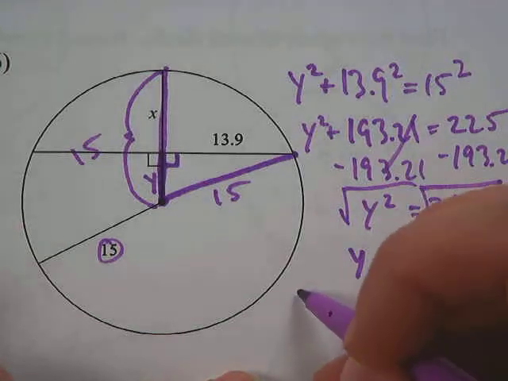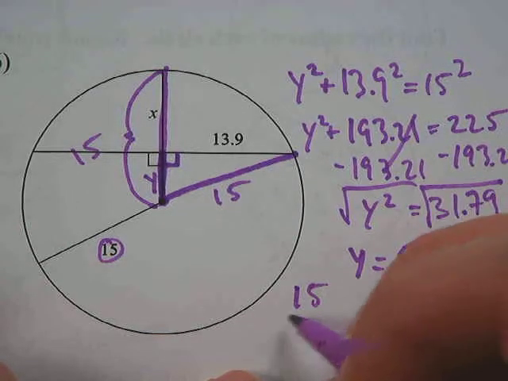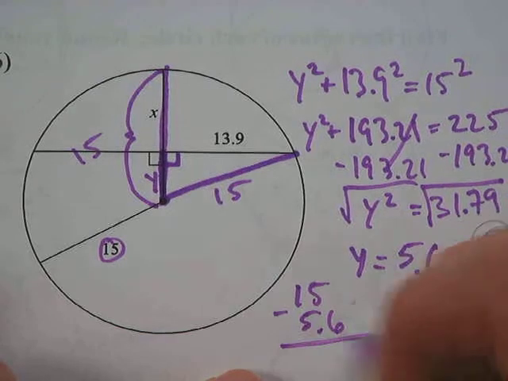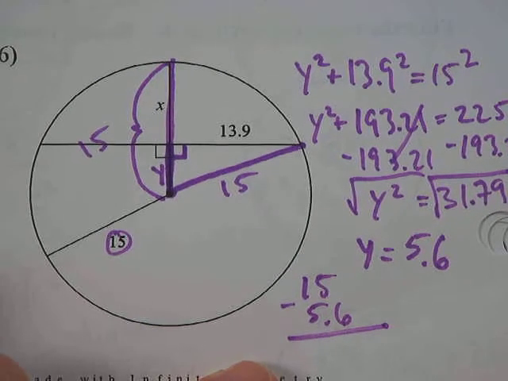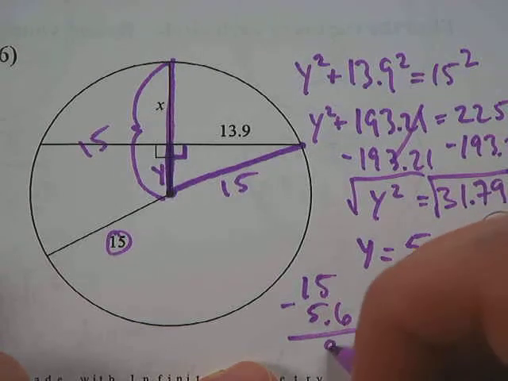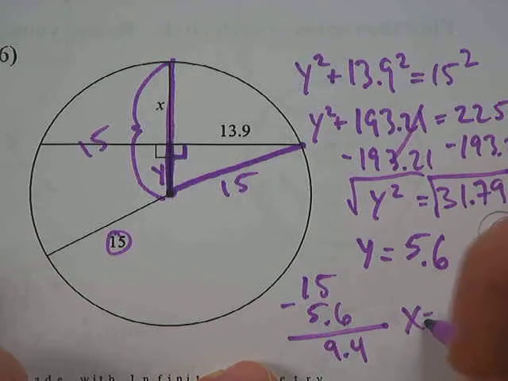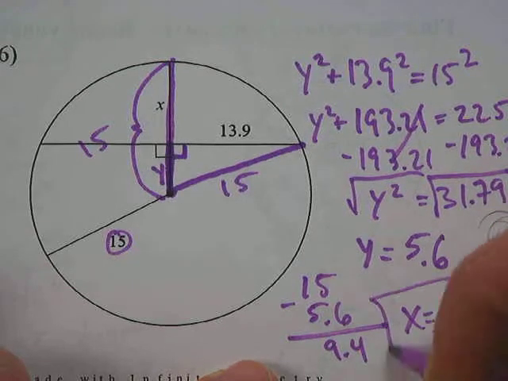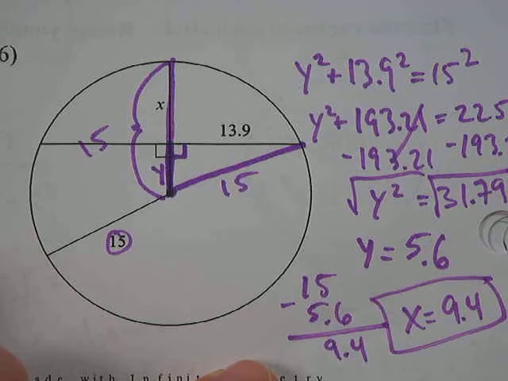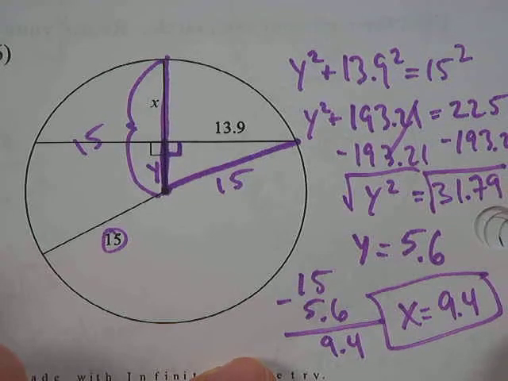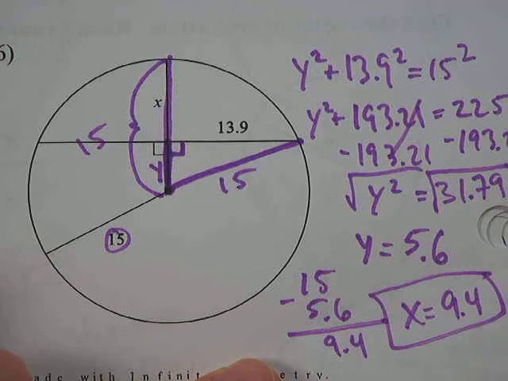So now all I have to do is go 15 minus 5.6, and let's see, we get 9.4. So that tells us that x is 9.4. Alright, so there's our missing segment.